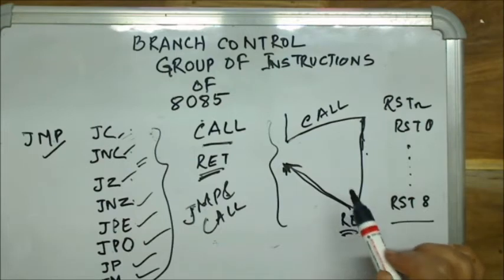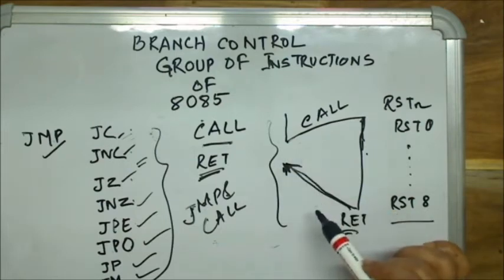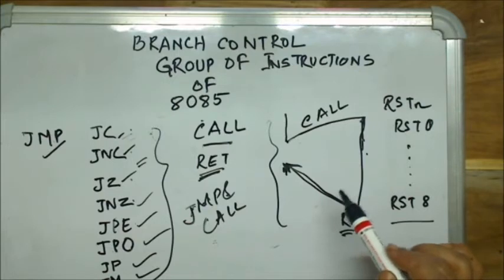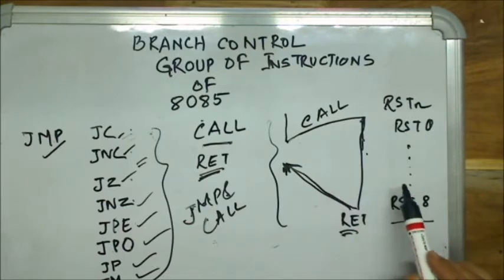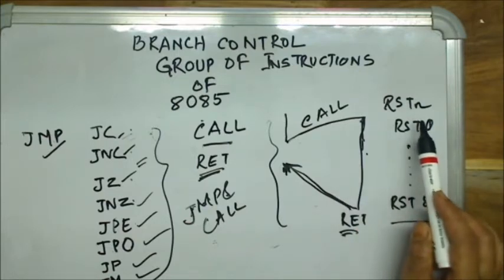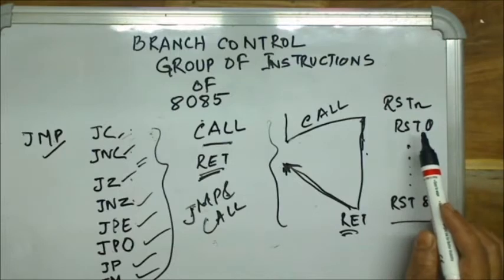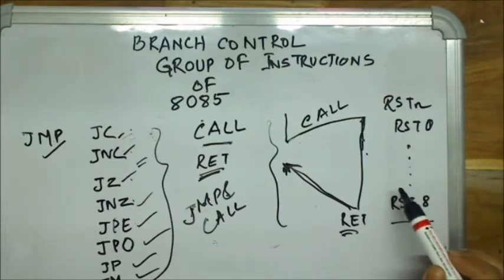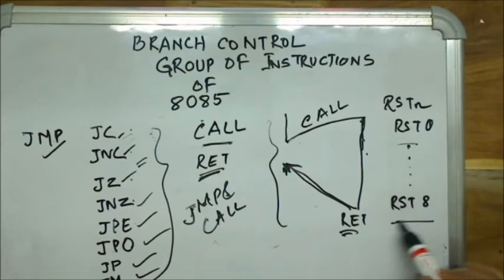Again, call and return are conditional jumps. There is a shorter version of call called RSTn, and these RSTn instructions are software interrupts of 8085. There are 8 RSTn instructions, RST0 to RST7. So we will be covering that.